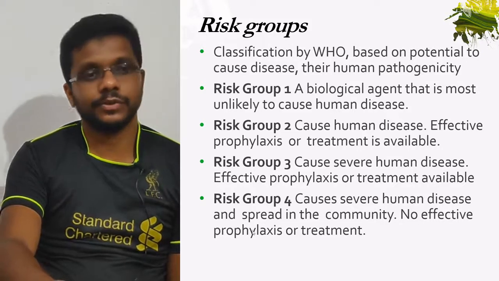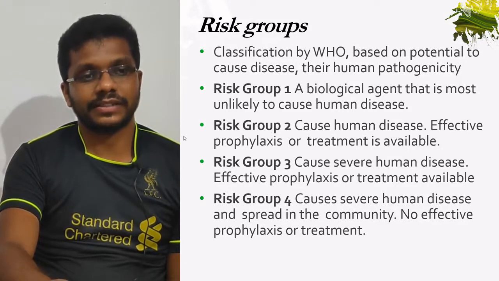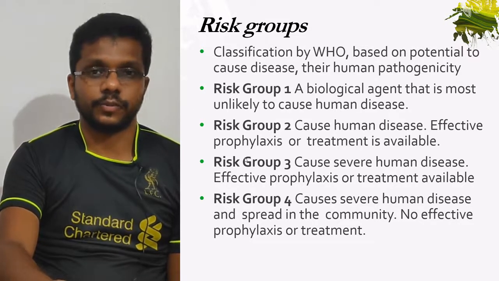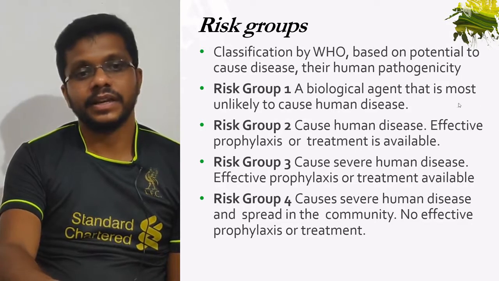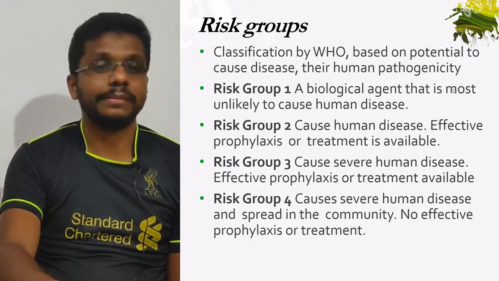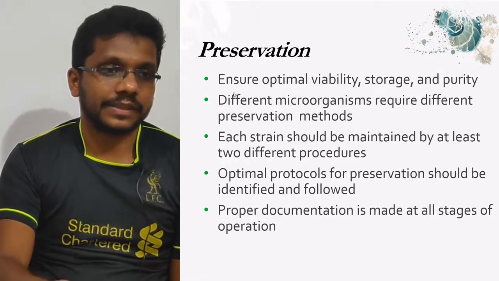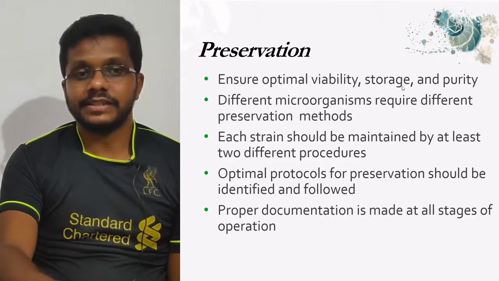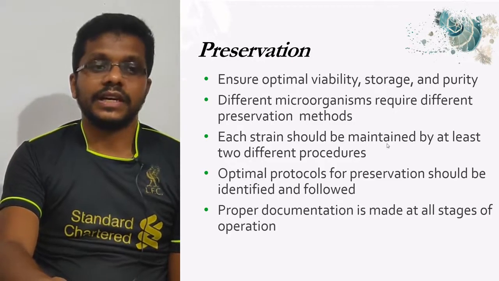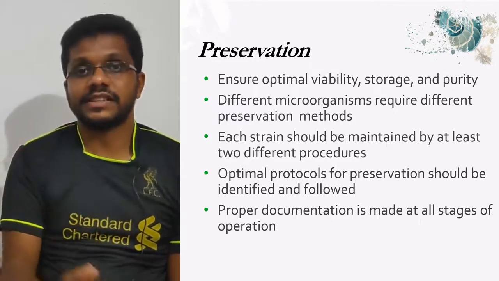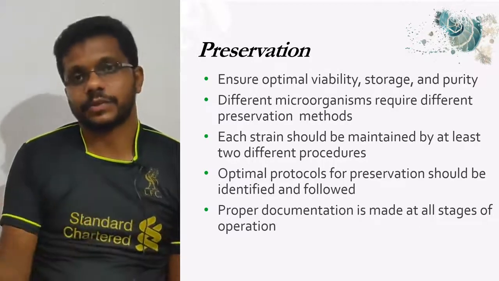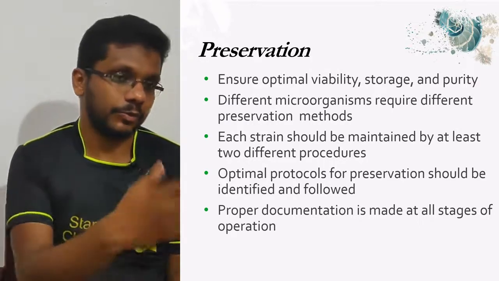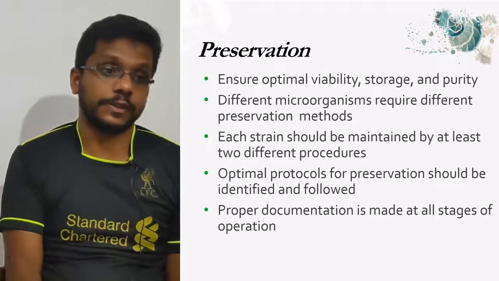So first, if you bring a microorganism to the culture collection, they will first identify the organism and place it in one risk group. Based on the risk group, aseptic conditions and containment conditions will be used. Preservation: the preservation method should ensure optimal viability, storage and purity of the microorganism. But the thing is that different microorganisms are different in their behavior, so they need different techniques for preservation. One technique which works for one microorganism may not work for another microorganism. So for each microorganism, we should optimize the procedure.